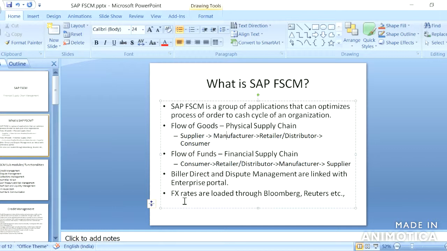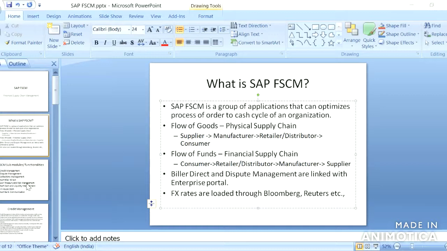And even there are foreign exchange rates required for some of the processes. Those foreign exchange rates are loaded into SAP through Bloomberg, Reuters. There are different outsourcing companies which provide foreign exchange rates to SAP. They will get the file from these external sources and load it into SAP, and the foreign exchange rates will be updated, and the foreign transactions will be calculated based on these foreign exchange rates.